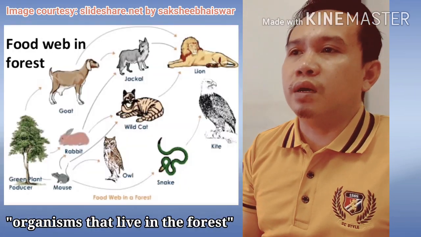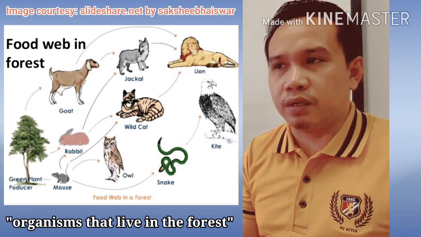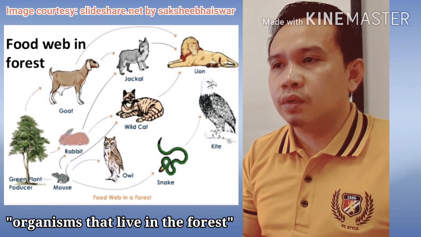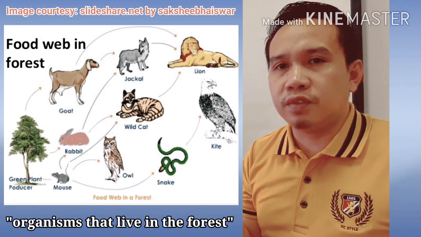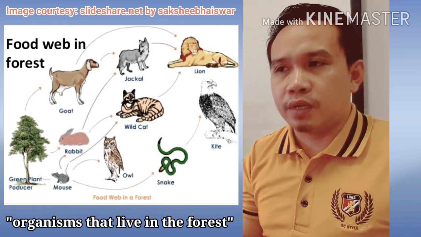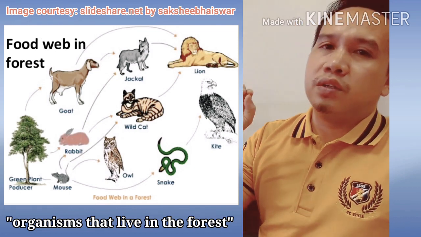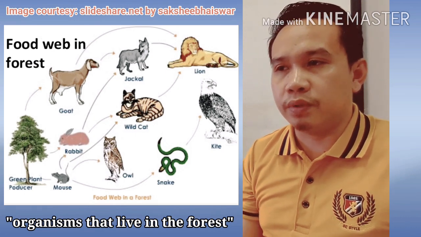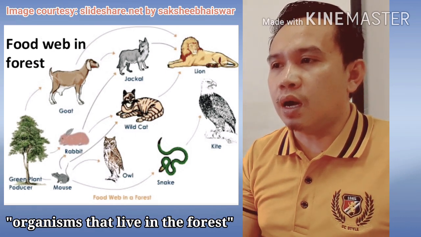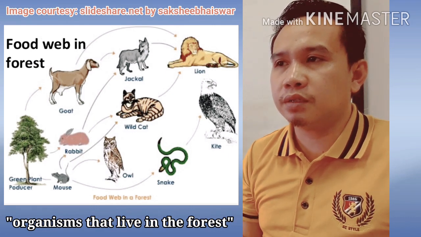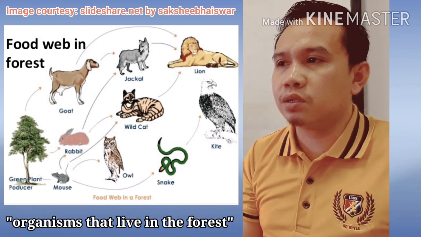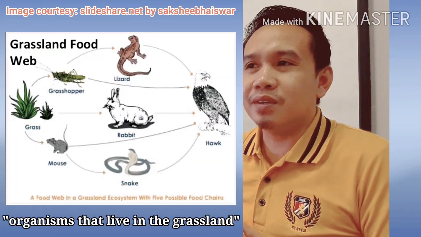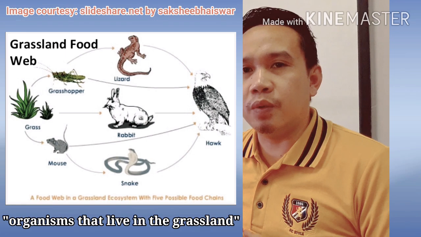Next one, we will talk about the food web in the forest. What are those organisms involved? Especially those animals that live in the forest or in the mountains, right? Of course, there is the presence of green plants that serve as producers, the mouse, owl, snake, rabbit, goat, jackals, lion, wildcat. Next type is all about the grassland food web.